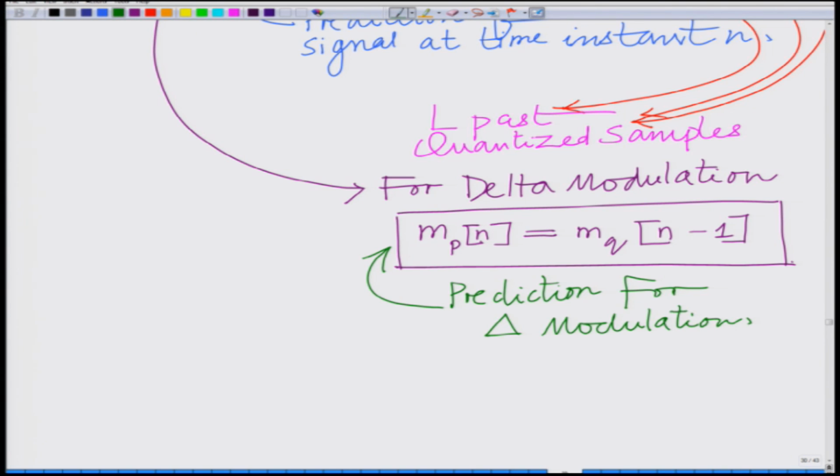DPCM generalizes it. The prediction need not necessarily be simply MQ of n minus 1, but one can use not just one sample, but the past L quantized samples to improve the quality of prediction. The better the quality of the prediction, the better the quantization and the higher the efficiency of quantization.